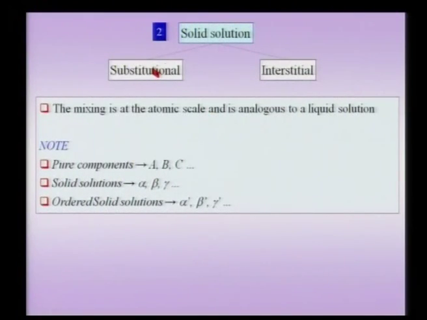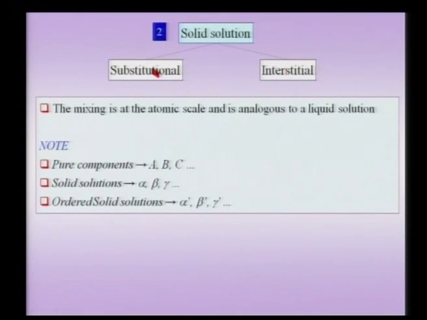Similarly, you could have a solid solution case wherein you can add any amount of A into B, and this kind of possibility only exists in substitutional solid solutions. In the case of interstitial solid solutions, typically you do not find complete solid solubility. And this we had already discussed when we were talking about the voids in some of these simple crystal structures.